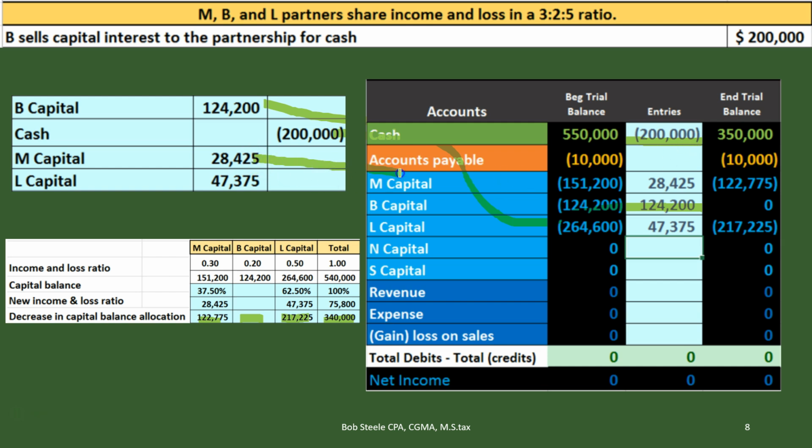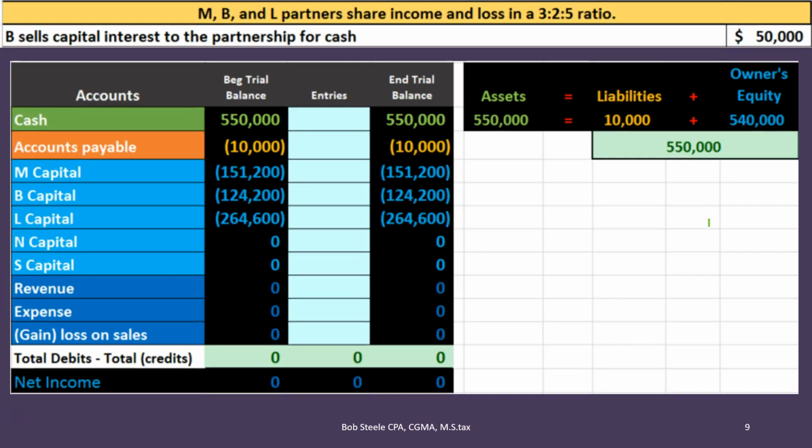And M has a credit balance in the capital account. We're doing the opposite thing to it, debiting the capital account, making it go down to 122,775. And L has a credit in the capital account, like all capital accounts, and it goes down because we're doing the opposite thing to it, which is a debit to 217,275. So note that the new capital accounts still equal the book value of the company. So the assets of 350,000 minus the liabilities of 10,000 still add up to the M and L's capital accounts at this time.